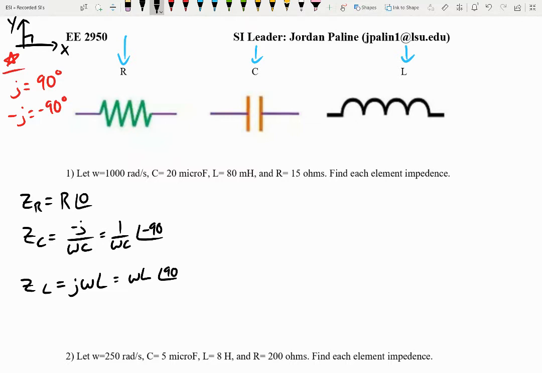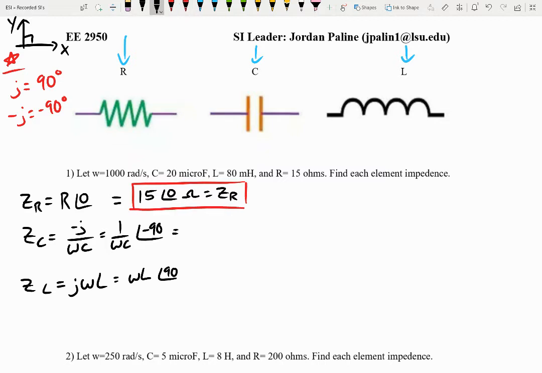Okay. But let's go ahead and start writing these out. So for R, just the resistance value, Z of R is just going to be 15 ohms at an angle 0. It's the easiest one to find the impedance for.